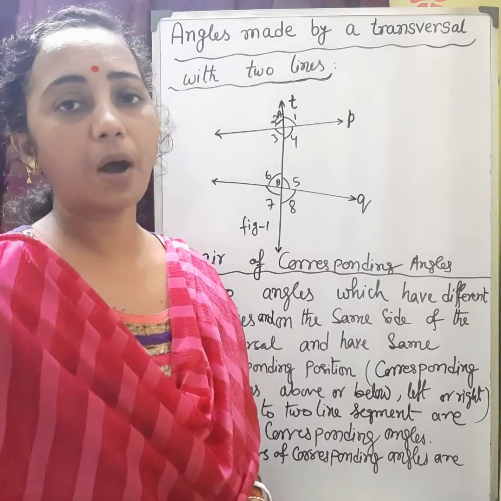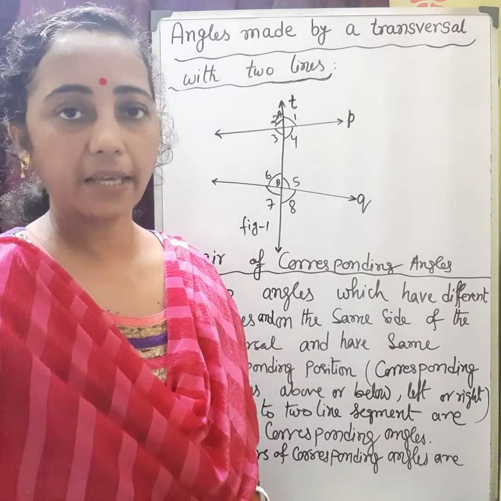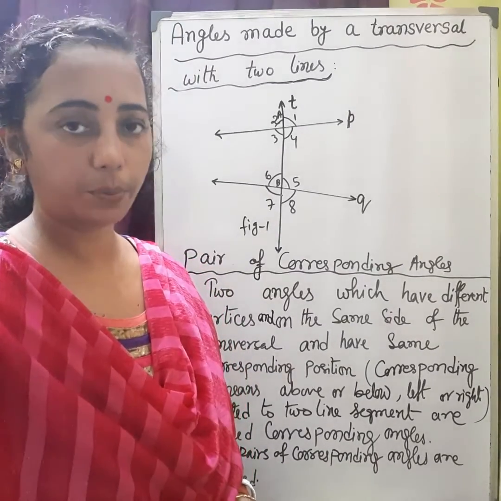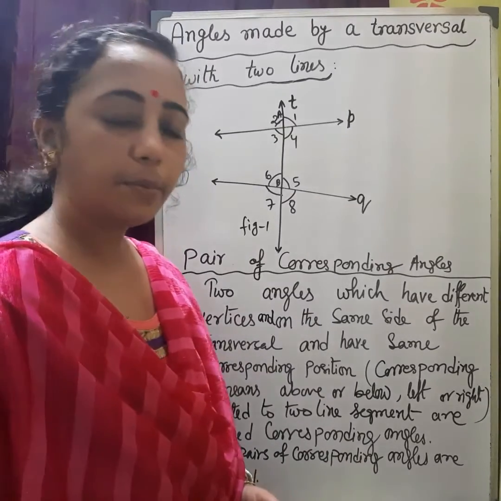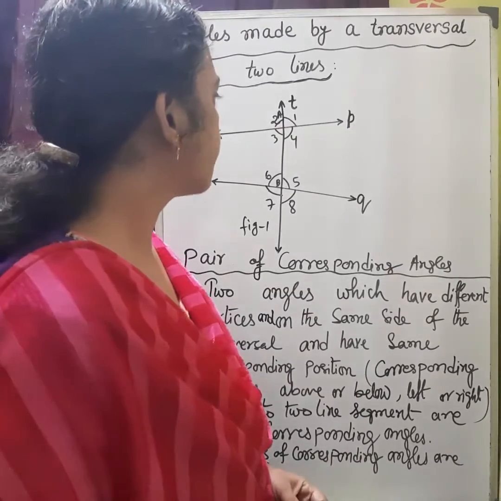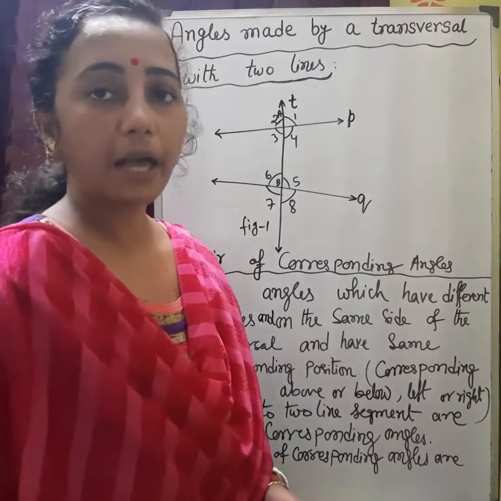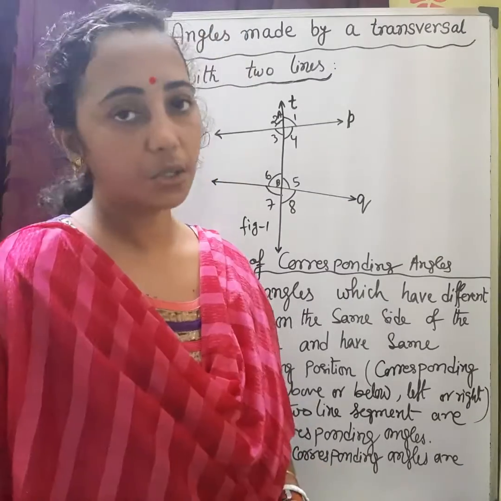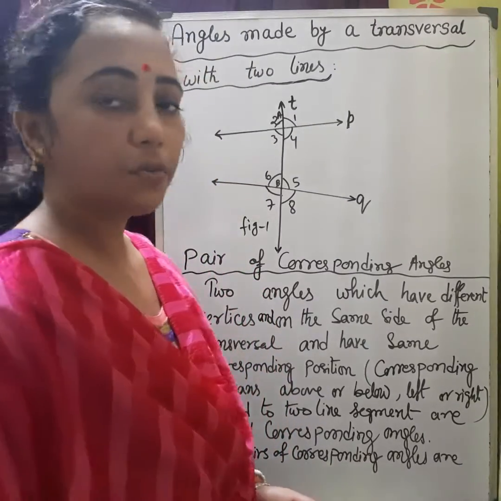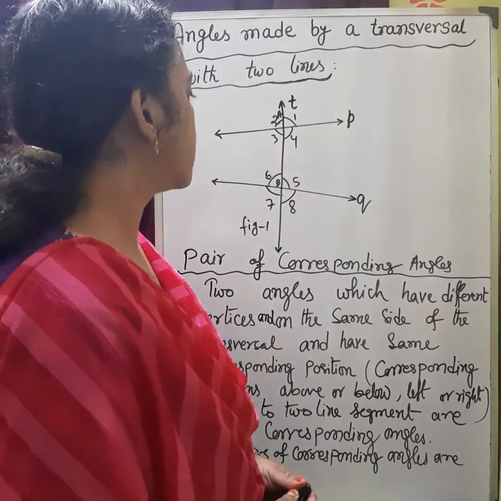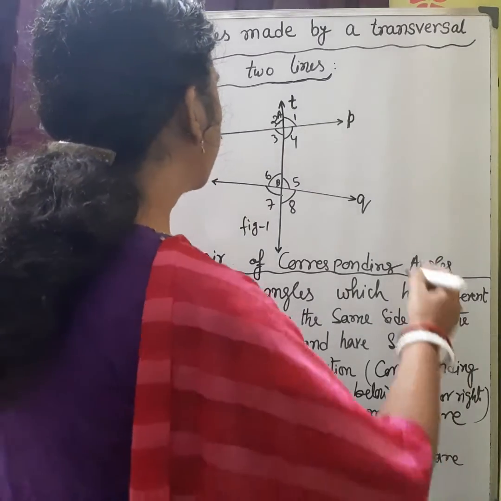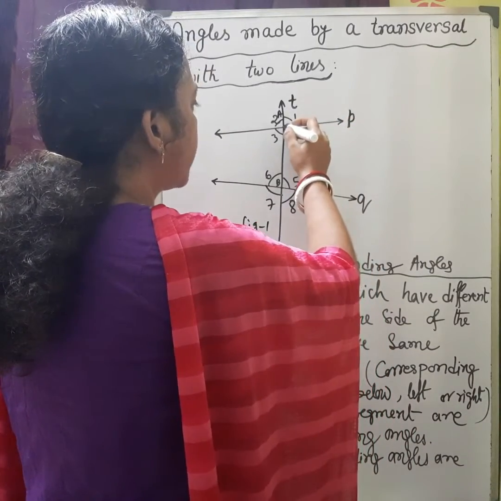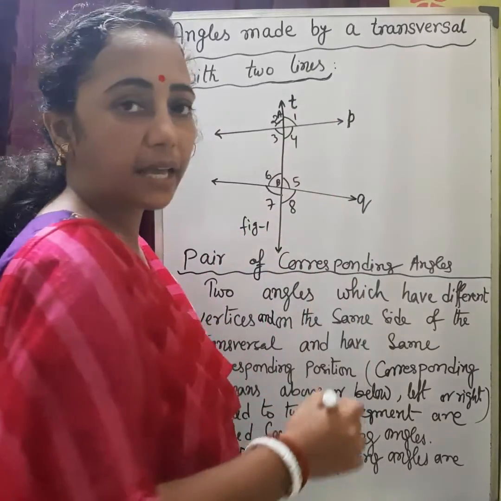Now let us know about a pair of corresponding angles. Two angles which have different vertices on the same side of the transversal and have the same corresponding position. Here the word corresponding means two angles are above the two line segments or below the two line segments. These are called a pair of corresponding angles. Now look at this figure. In this figure, the transversal T intersects the two lines P and Q at two distinct points, that is at points A and B, and here 8 angles are formed.